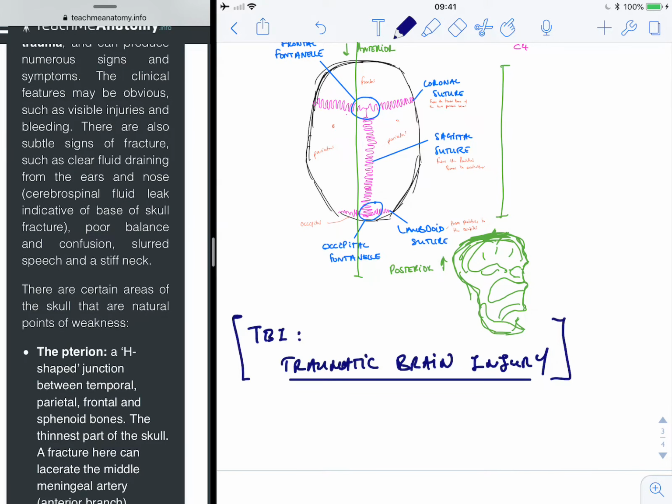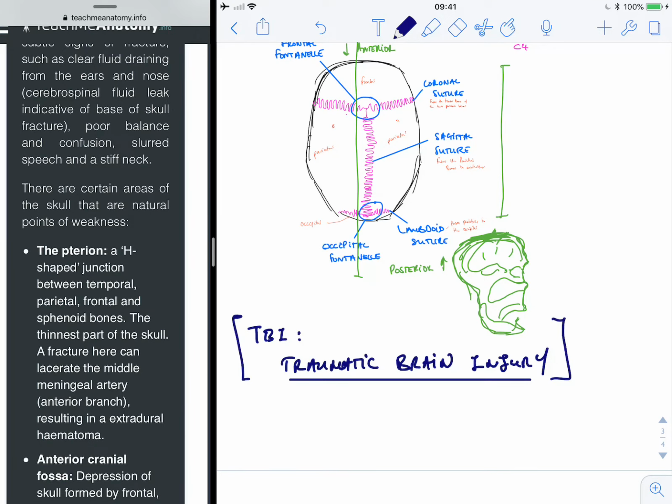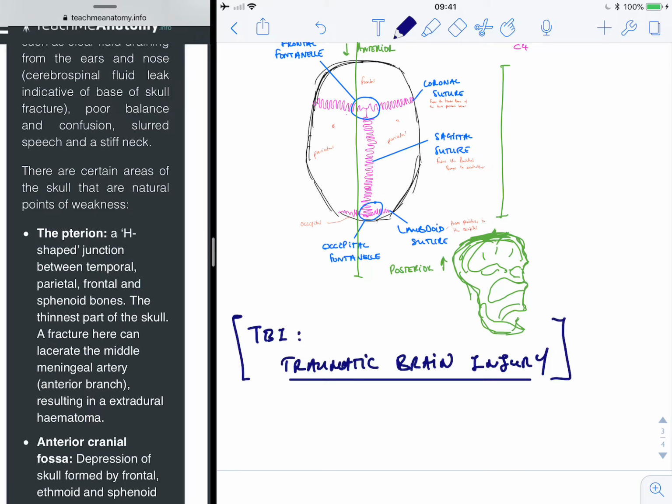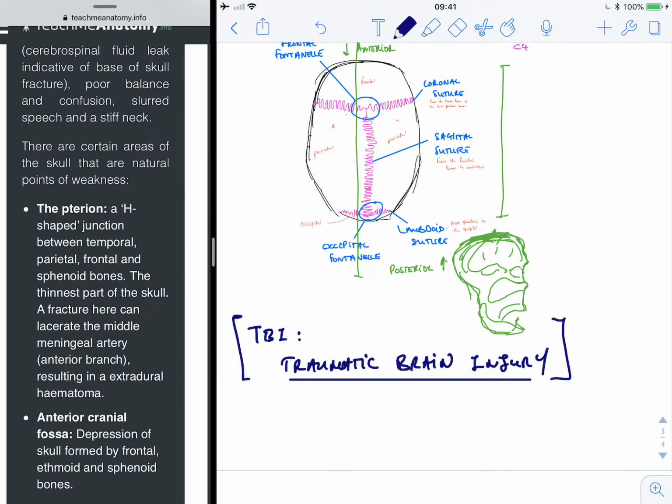There are certain areas of the skull that are natural points of weakness. The pterion, an H-shaped junction between temporal, parietal, frontal, and sphenoid bones, is the thinnest part of the skull. A fracture here can lacerate the middle meningeal artery, the anterior branch, resulting in an extradural hematoma.